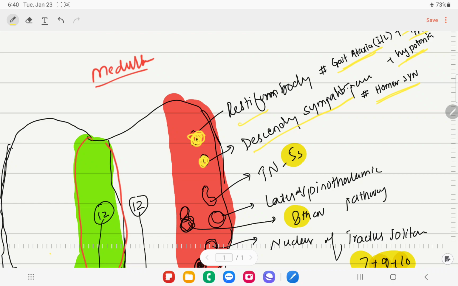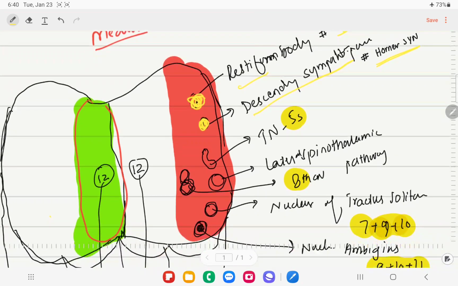Perfect, there will be miosis, enophthalmos, and anhidrosis, and loss of the ciliospinal reflex. When the trigeminal nucleus is involved, we'll have ipsilateral loss of sensation from the face. And when the lateral spinothalamic pathway is hampered, we'll have loss of pain and temperature from the contralateral area of the body. These two together are called crossed hemianesthesia.